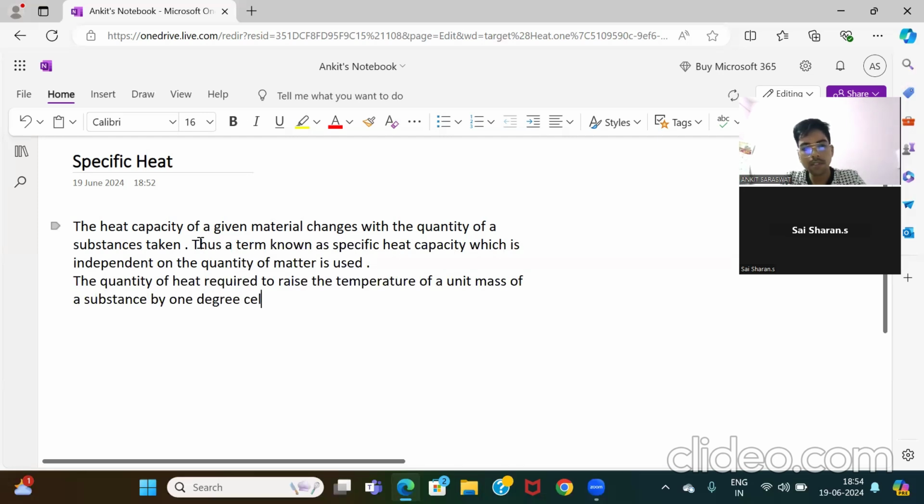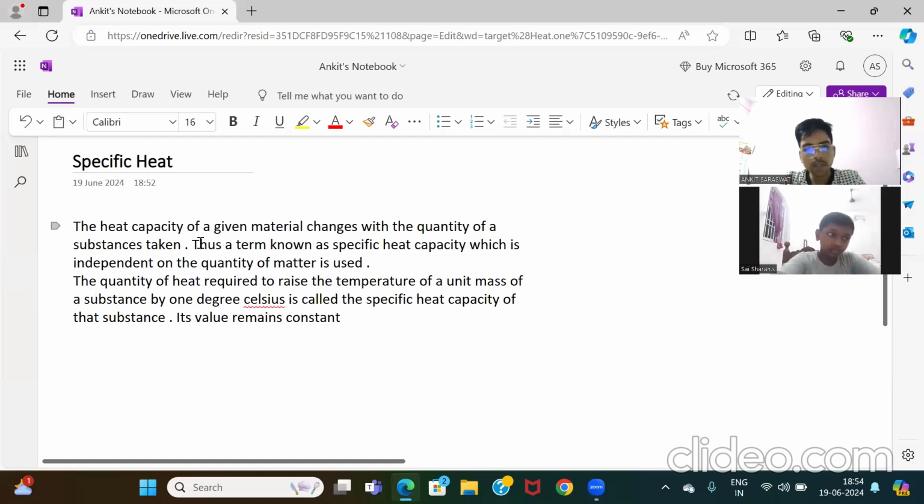1 degree Celsius is called, I will explain, don't worry, first we write, is called the specific heat capacity of that substance. Its value remains constant for a given material. Full stop.